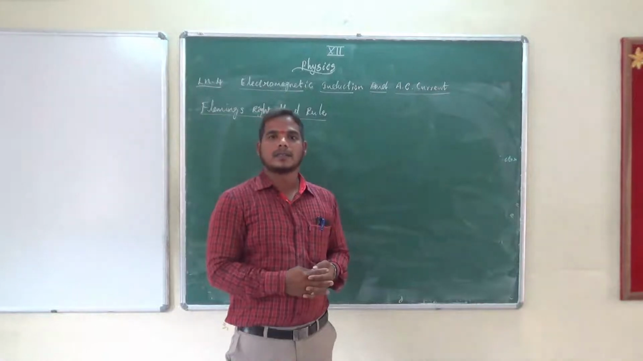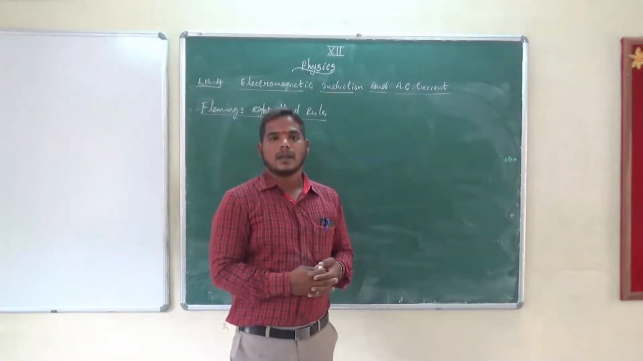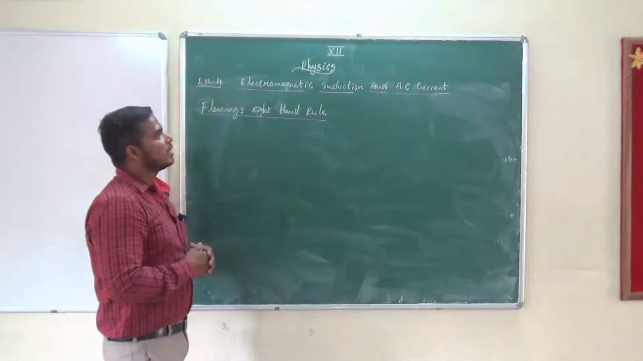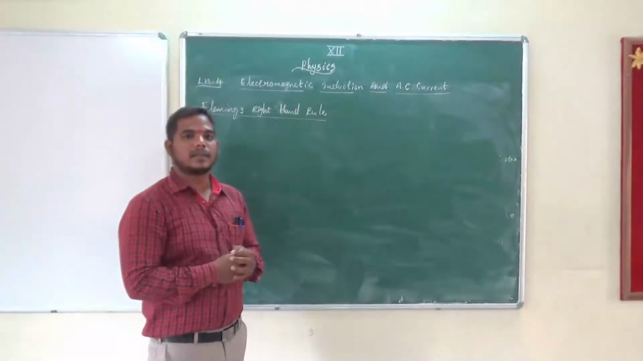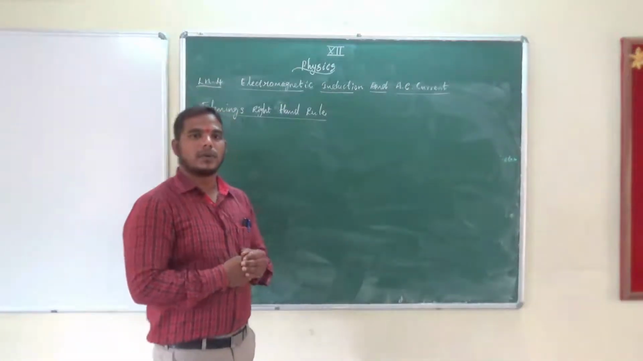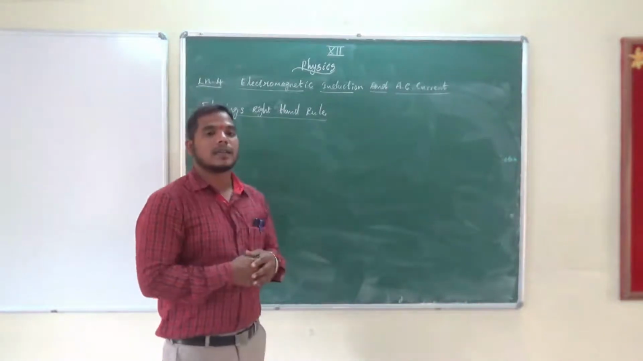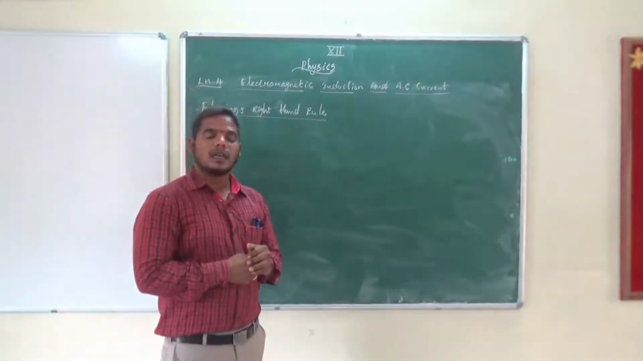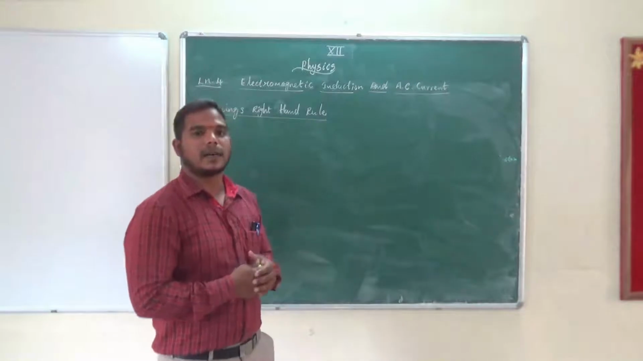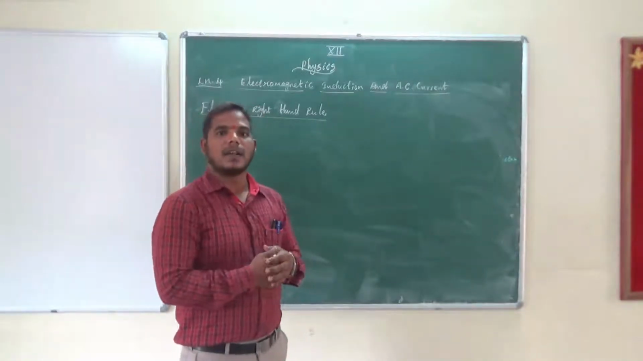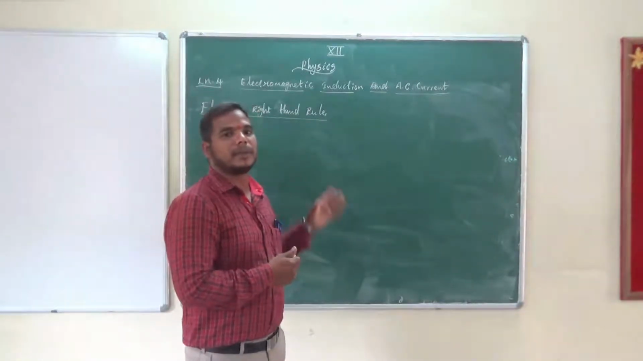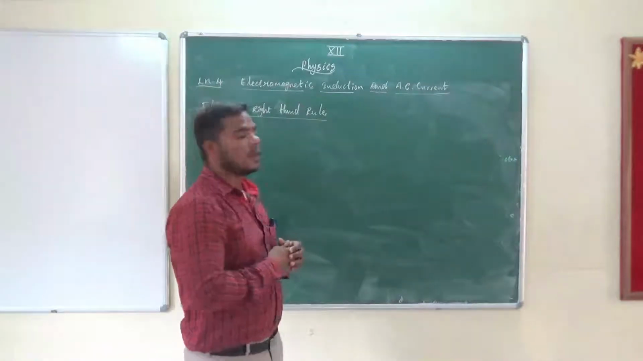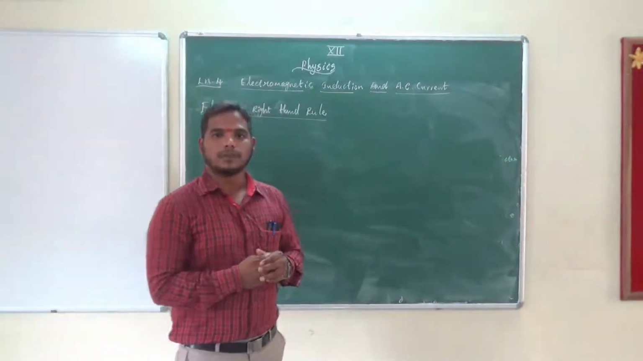Already we have discussed the fourth lesson, electromagnetic induction and alternating current. Today we are going to discuss Fleming's right hand rule. In our previous chapter, magnetic effect of electric current, we discussed Fleming's left hand rule. I will recall it later. First we will discuss Fleming's right hand rule.